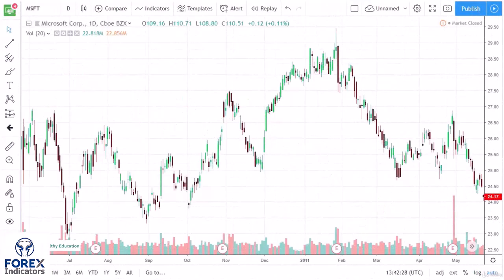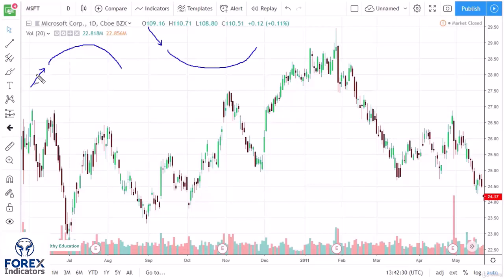So a rounding top, as I'm sure you can imagine, is at the top of a move higher, and a rounding bottom is at the bottom of a move lower. It takes a little bit of artistic license to identify these patterns, but as a general rule, in the case of a rounding top, it's basically when the market does this, and a rounding bottom like this at the bottom of a downtrend, at the top of an uptrend.